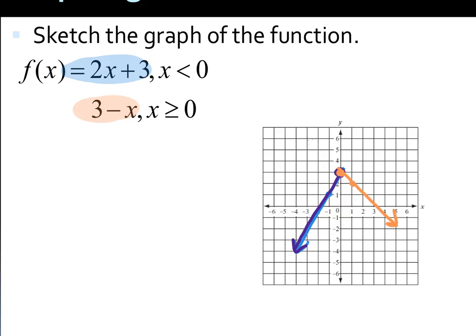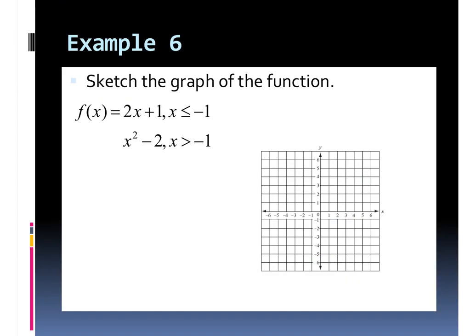Just be careful because you have to include this one, even though it's not "or equal to," in order to figure out what it's an open dot there. But in order to know that open dot, where it goes, I have to plug that point in. All right, so let's do that one.